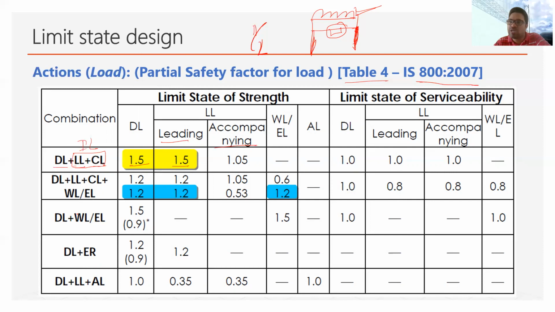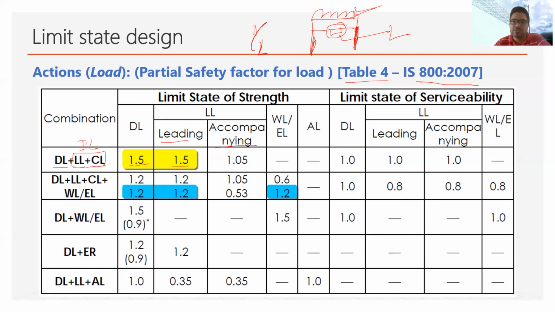So roof may also have live load, and this crane will also have some live load, but as it will be carrying higher load, it will have more impact. So that is why the load due to the crane will be considered as a leading load, and the load on the roof will be the accompanying load.